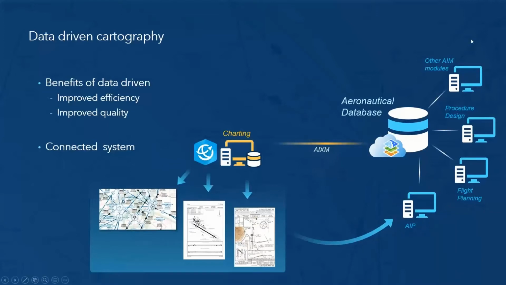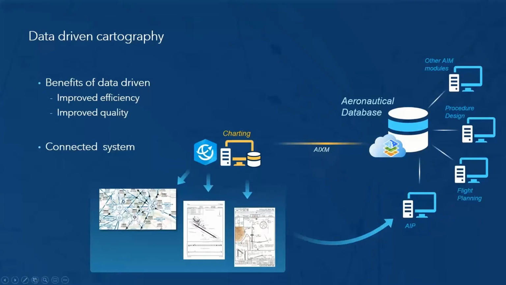In a typical AIM system, you have all of these other modules as well: flight planning, procedure design, AIP, and so forth. We connect through AIXM and build out our charts using the business rules. If there's a change to an element, that change gets pushed to every single chart that represents that element within its chart boundaries. Then we provide those charts to the AIP system so it can go into the state AIP and be published accordingly.